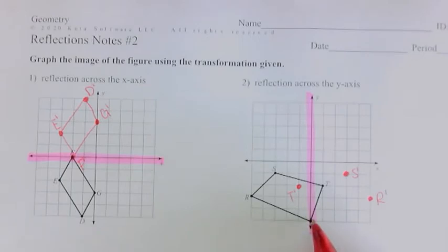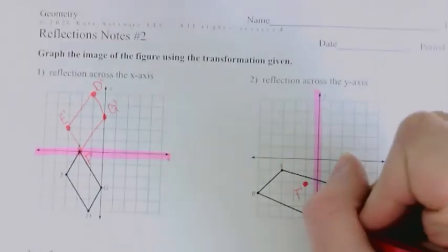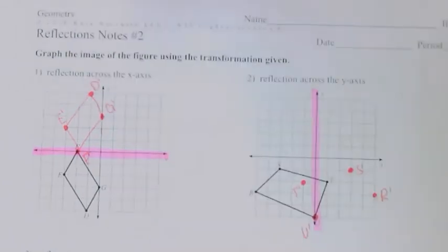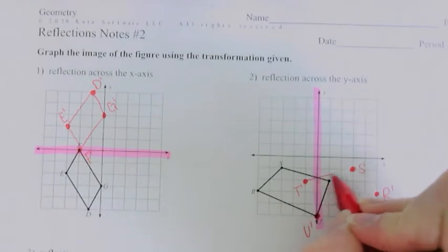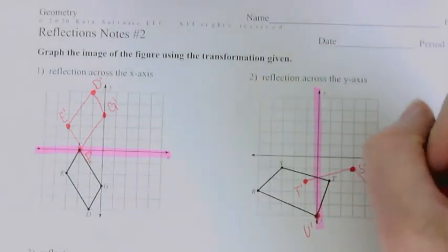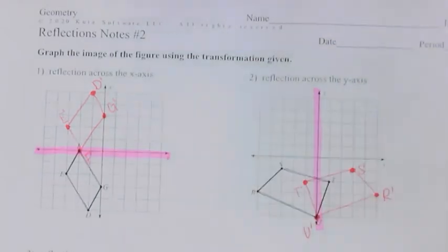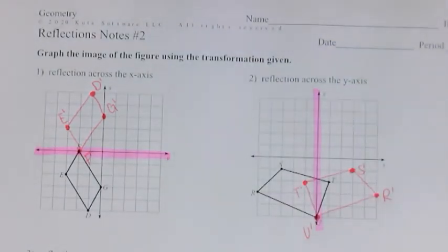Finally, point U is on the line like point F was in the previous example, so it is 0 units away and it will stay on the line. Finally, connect all of your points and you will have your new figure. Notice that the two figures are mirror images of each other and have been reflected across the y-axis.